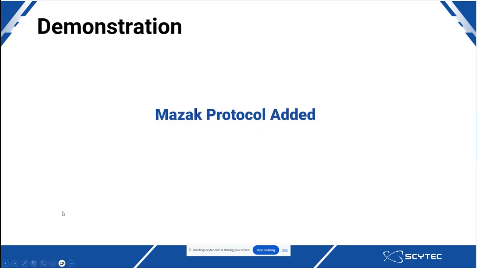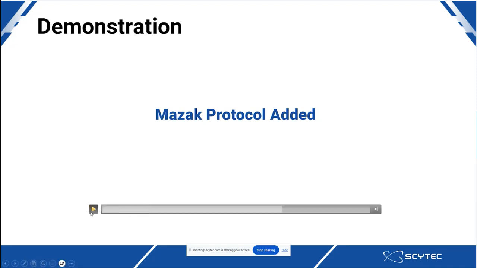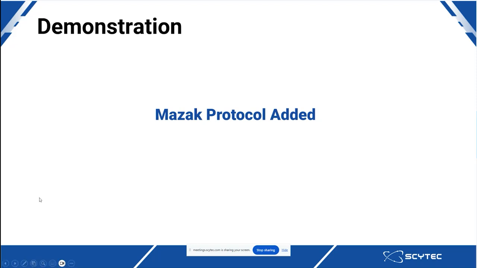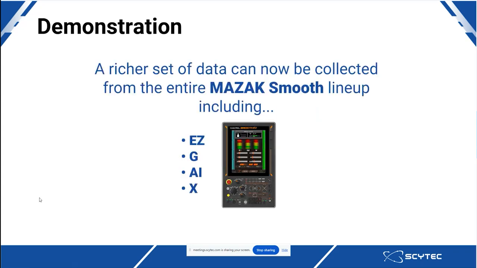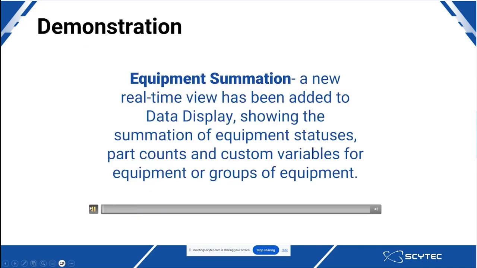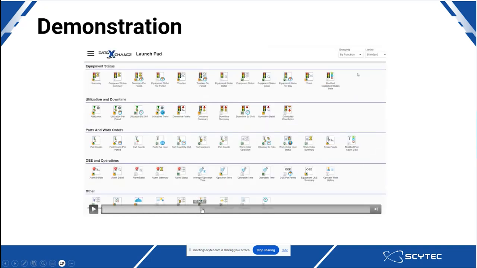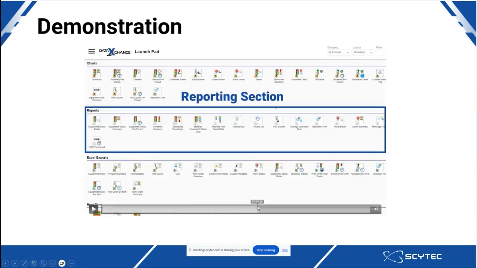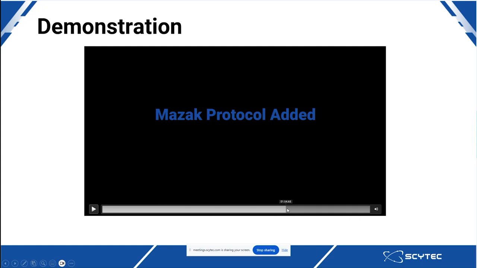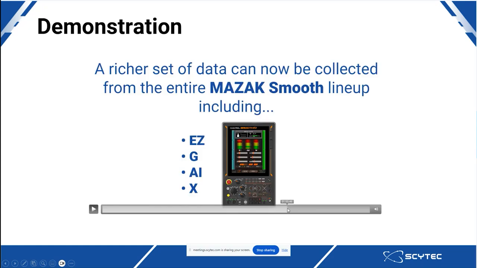So as I mentioned as well, we also have direct access to the Maszak protocol now. And this gives Data Exchange end users with Maszak equipment a richer set of data that can now be collected through the entire Maszak Smooth controller lineup, including the EZ, the G, the AI, and the X controllers that are available on the Maszak Smooth lineup.